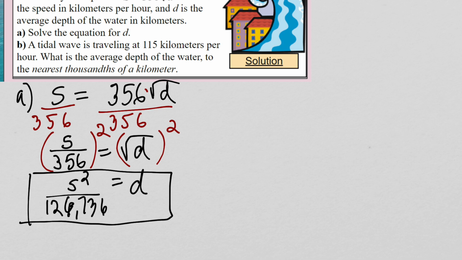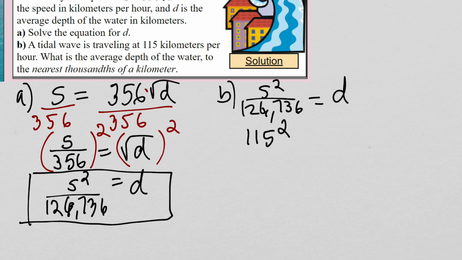Now part B says a tidal wave is traveling at 150 kilometers per hour. That's the speed. What is the average depth of the water to the nearest thousandth of a kilometer? All right, so let's use the equation, s to the second over that number. And we are going to replace s now with 115. That's squared over that denominator.